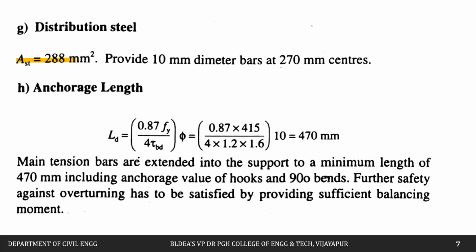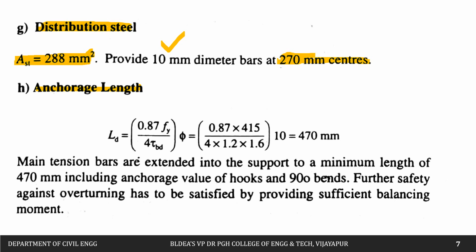Then next is regarding distribution steel. So the minimum area of steel is 288 mm square. Based on this, if you are going to provide 10 mm dia bars, that is pi by 4 into 10 square divided by 288 multiplied with 1000, we will be getting the answer as around 270 mm center to center.